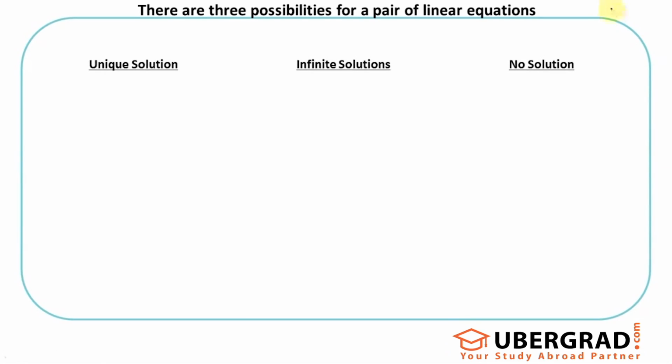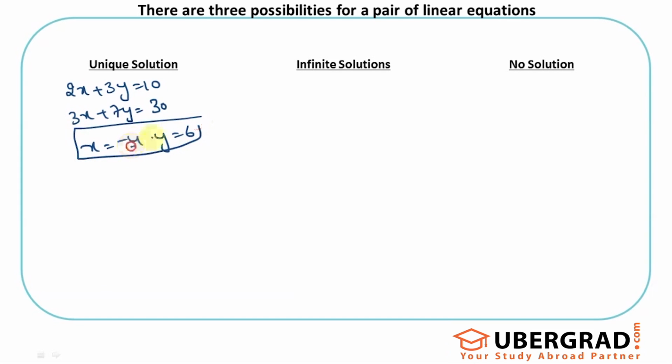So there are three possibilities for a pair of linear equations. Let me show. If I have, like this, which we did earlier, 2x plus 3y is equal to 10, 3x plus 7y is equal to 30. We solved and we got x is equal to minus 4 and y is equal to 6. This is the unique solution. There is only one pair which would satisfy both equations.